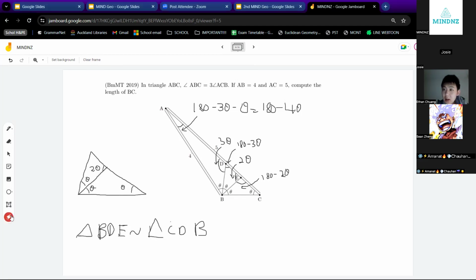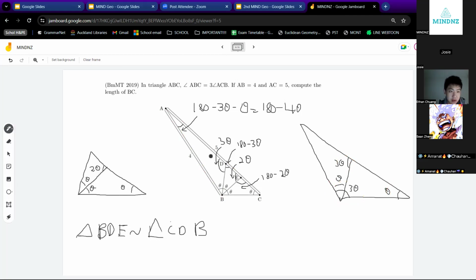So if you take a look, this triangle right here is also similar to the big triangle ABC. If I draw it out a little more clearly, because the diagram's a bit cluttered, we have this angle here is 3 theta, and this angle here is 3 theta, and then this angle here is theta, and this angle here is theta. So this angle equals this angle, and this small angle equals this small angle. So these two triangles are also similar.